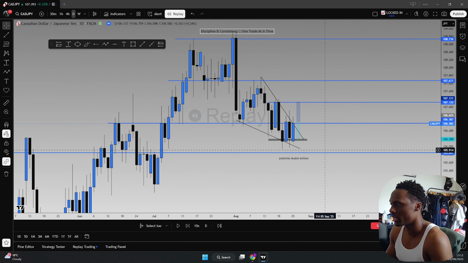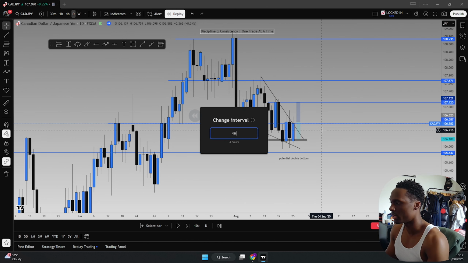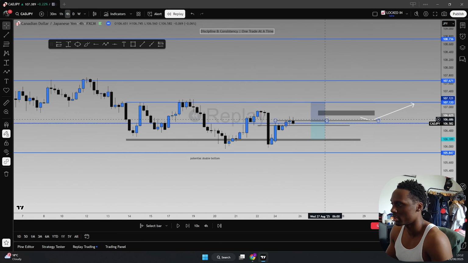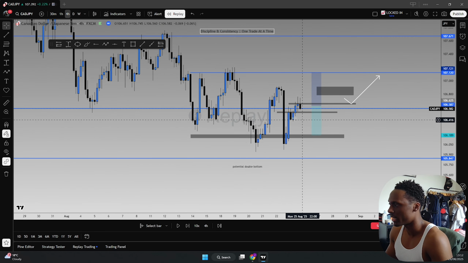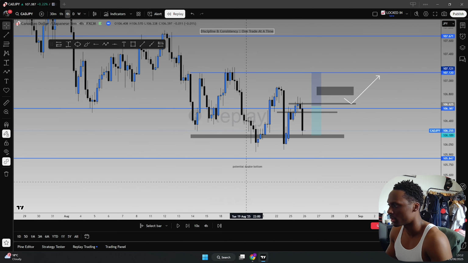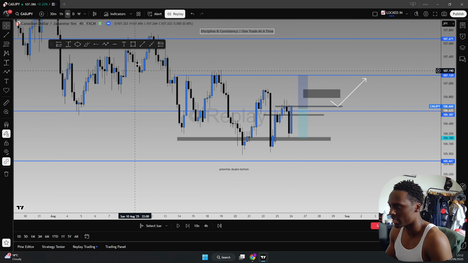So boom, what do we get? Double bottom, in my opinion. So I was like, okay, cool. Let me go to the 4 hour now, look for an entry. Initially, when I went to sleep, I thought we could potentially get a breakout retest of this level, and then look for longs. But when I woke up, look what happened. You see we had a big push all the way back into the support, and then an aggressive push back up.